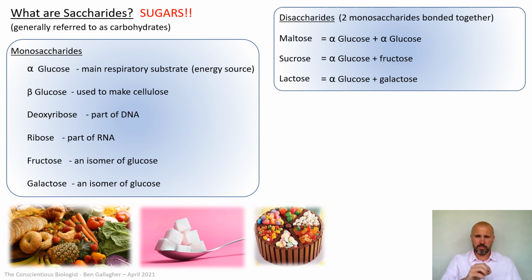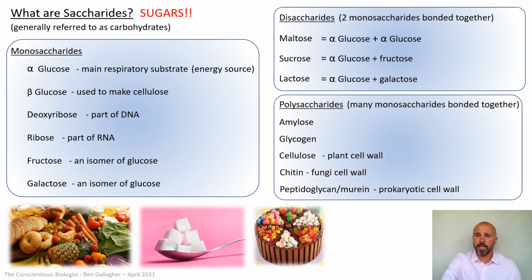Disaccharides, this hasn't changed because it was complete when we looked at it in the previous video. Disaccharides are where you've got two monosaccharides bonded together. The three key ones are maltose, sucrose and lactose, and you need to know what they're made of. Maltose is the most common one because it's just two alpha glucose molecules stuck together by a 1,4 glycosidic bond. Sucrose is alpha glucose and fructose, which we had over there as a monosaccharide, and lactose, which some people are intolerant of, is alpha glucose plus galactose, which was the last monosaccharide over there.